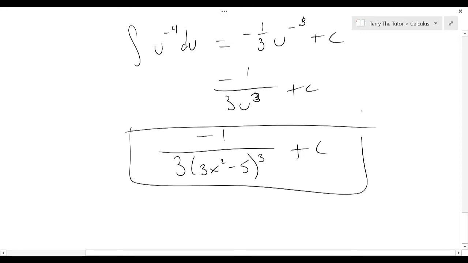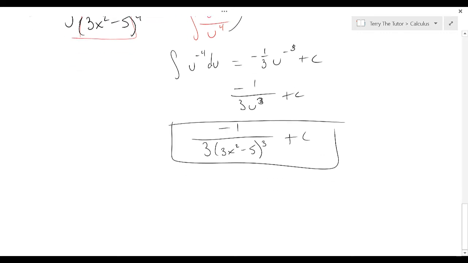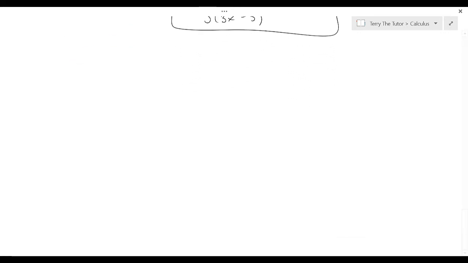The algebra is done nicely. We don't have any radicals. Nothing's out of place. Good. All right. Let's go on to number 12.